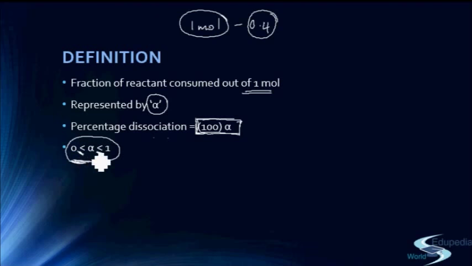That is why alpha is always greater than or equal to 0. It cannot have a negative value, and since alpha is defined out of 1 mole, that is, how much fraction is consumed out of 1 mole, it has to be less than or equal to 1. If alpha is equal to 1, this indicates that the reaction is completely done with, that is, the reactant has been consumed completely. For reversible reactions, the reaction will not go to completion, and hence alpha will always be less than 1, and greater than 0, assuming that we are studying a reaction which is actually taking place. So alpha lies between 0 and 1 with limiting values as 0 and 1.